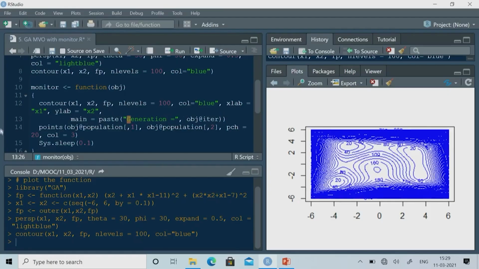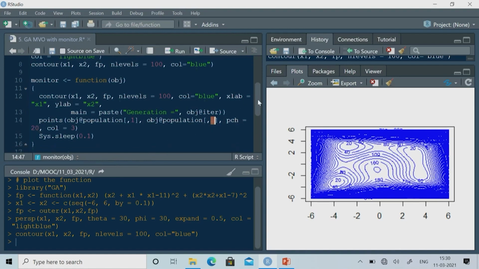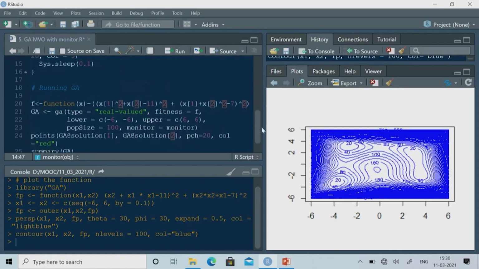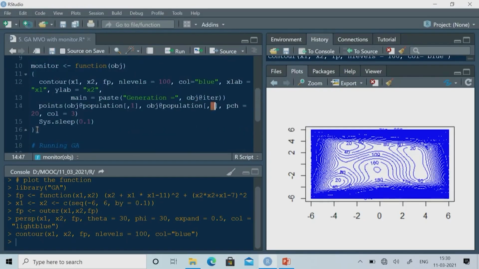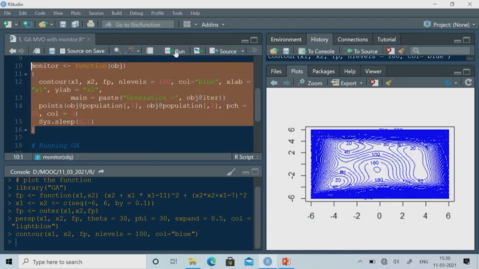So, that I am doing here, and then I am putting the population using the points function. In this case there are two variables. So, therefore, the first one gives you the first variable, this is x1, and I am writing comma 1, that means first variable for all rows, and similarly for the second variable for all rows. Okay. And then PCH I am using 20, so it will give you circular shape, and then color I am using 3, and then the system will go to sleep for 0.1. So, this is the monitor function. So, let us execute this.